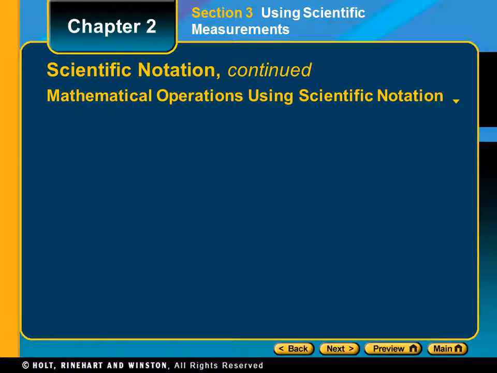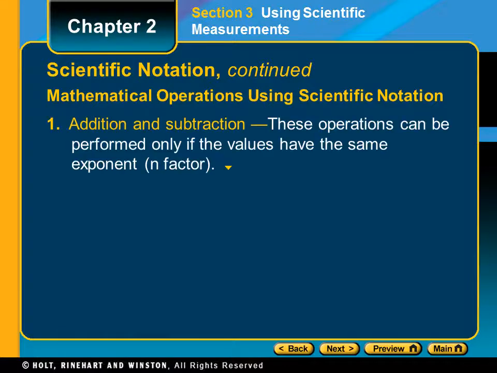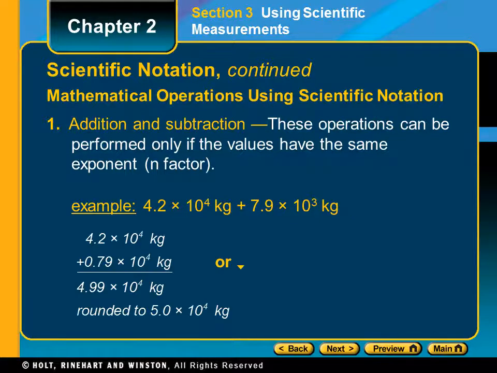Now, how do we do our mathematical operations using scientific notation? Because you will have to do that. First, with addition and subtraction, these operations can be performed only if the values have the same exponent. Your n factor has to be the same. So 4.2 times 10 to the 4 kilograms plus 7.9 times 10 to the 3 kilograms cannot be added as they are. Again, this brings us back to the apples to apples, oranges to oranges analogy.